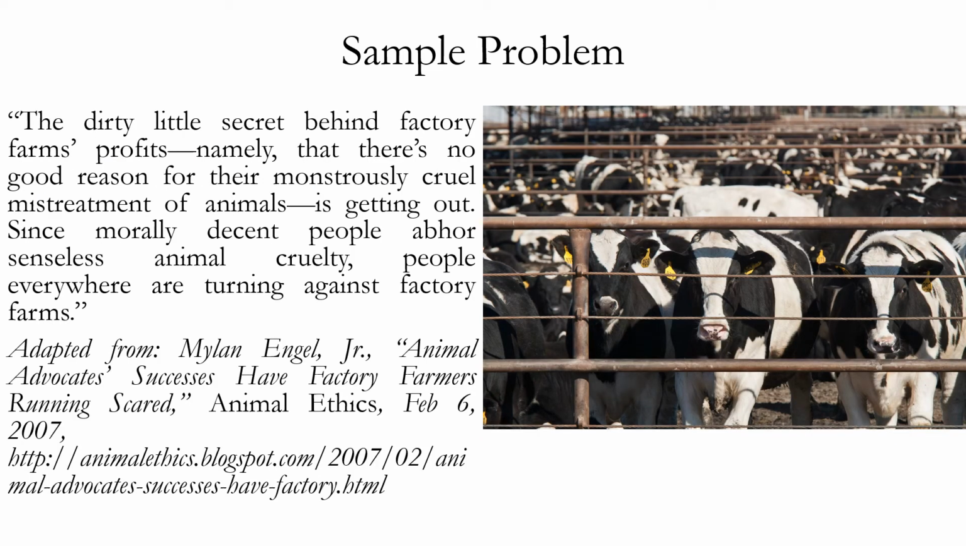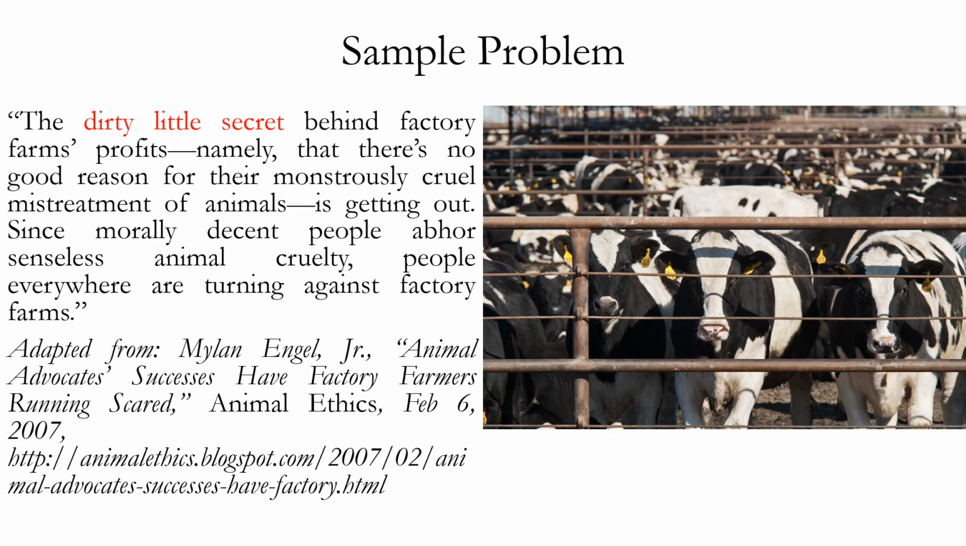Let's look at another sample problem. The dirty little secret behind factory farms' profits, namely that there's no good reasons for their monstrously cruel mistreatment of animals, is getting out. Since morally decent people abhor senseless animal cruelty, people everywhere are turning against factory farms. So like the previous examples, there are many cases of loaded language in this one sentence. Let's look for the first one we can find. Dirty little secret. This is suggesting that there's something sinister and hidden, deliberately hidden from the public, behind factory farms. So it's trying to arouse our fear and suspicion.